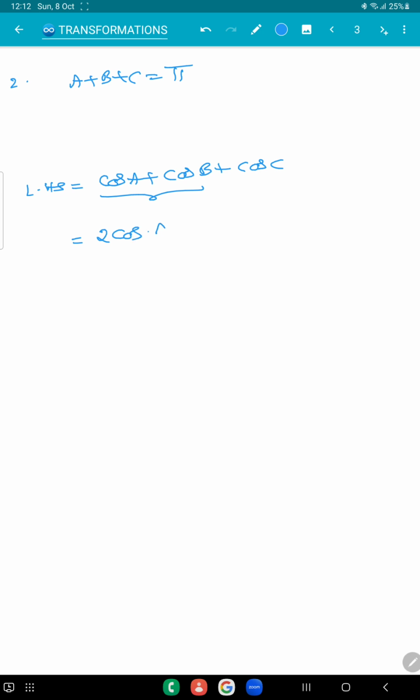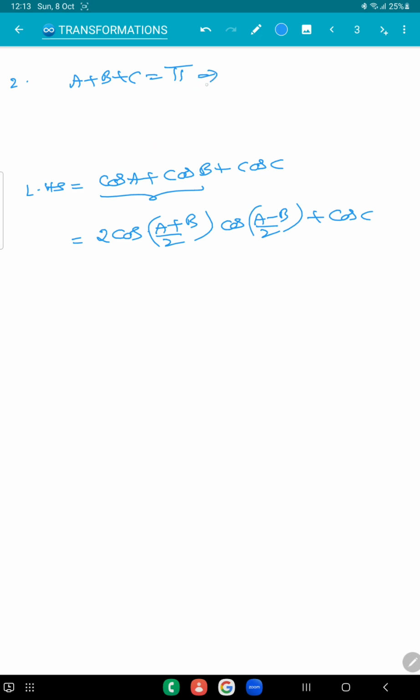The second one is that the result on the left hand side is given. Here also we have to consider A plus B plus C is equal to pi. So I am considering LHS here. What is LHS? Cos A plus cos B plus cos C. Let us apply the cos C plus cos D formula for this one. 2 cos of (A plus B) by 2 cos of (A minus B) by 2. So cos C should be kept as it is. Depending on this term, we change the cos C.